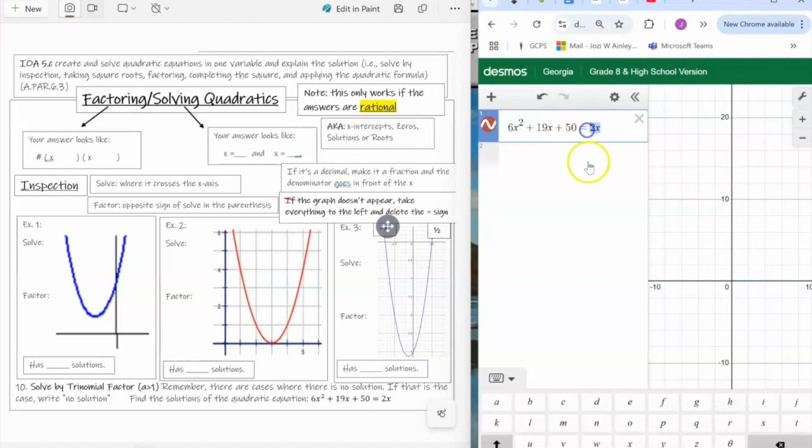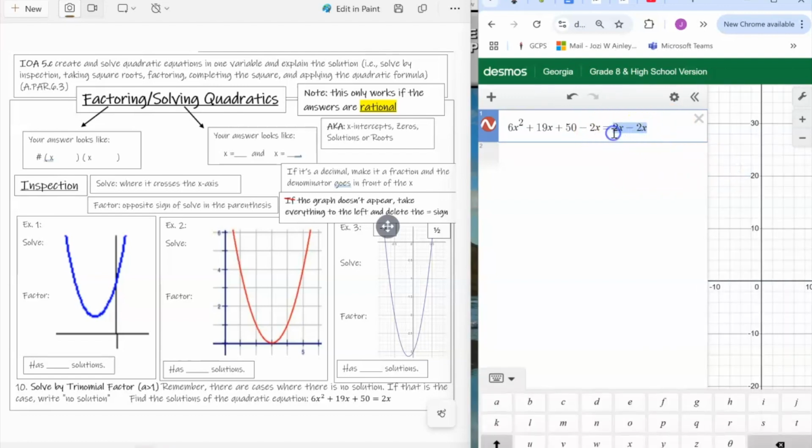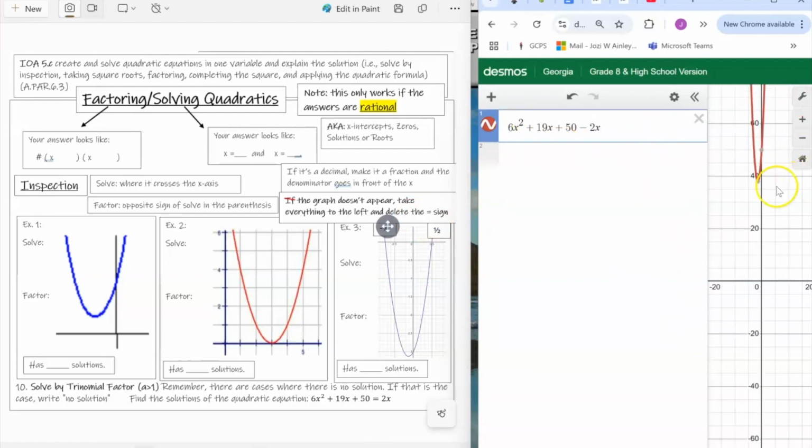So that means this needs to go to the left. So right now I have positive 2x. How do I get rid of positive 2x? I subtract 2x, but I have to do it to where? Both sides. So I'm going to subtract 2x from that side and subtract 2x from that side. Now, what is 2x minus 2x? 0. So that's why that disappears. And then so it says, take everything to the left and delete the equal sign. Delete the equal sign. All right, so now it says there should be a graph, and boom, there it is.